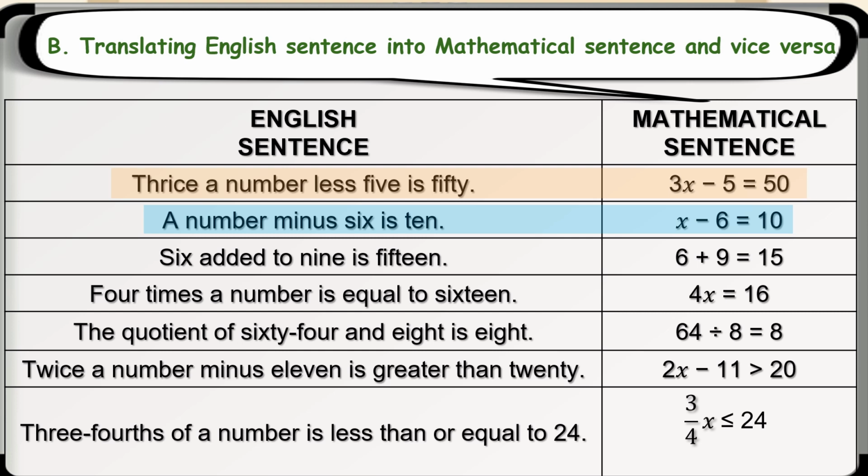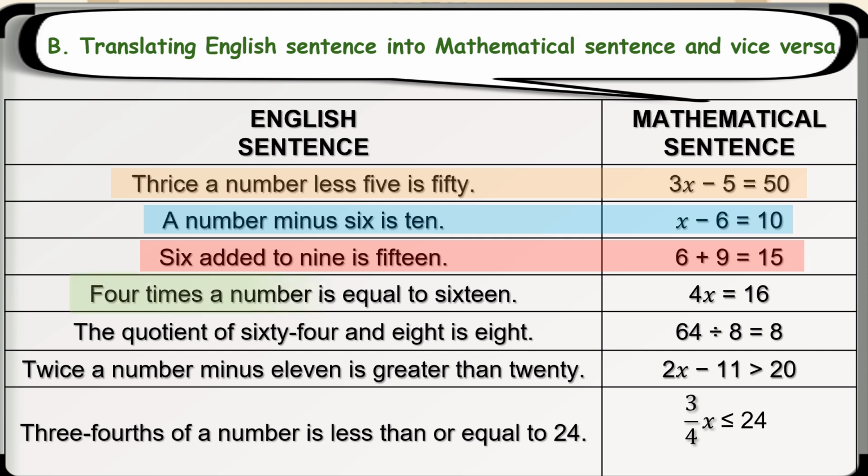Let's have 6 added to 9 is 15. Take note of the keywords used. Added means the operation to be used is addition, and is means equal. Therefore, our mathematical sentence will be 6 plus 9 is equal to 15.